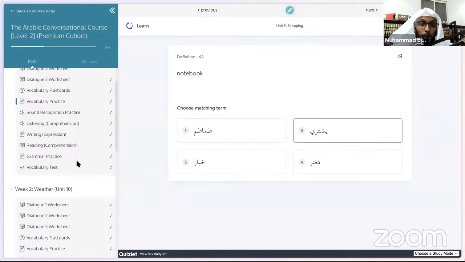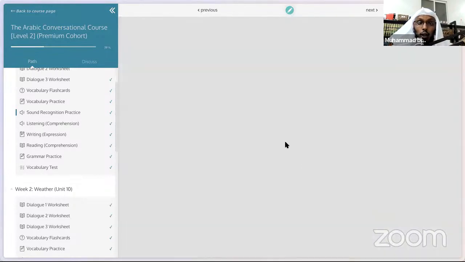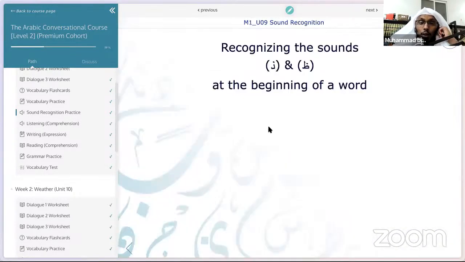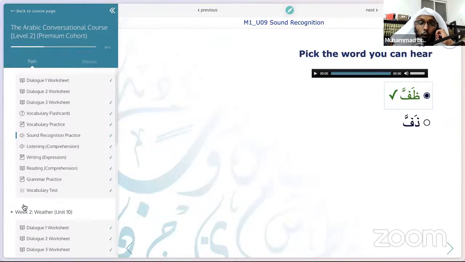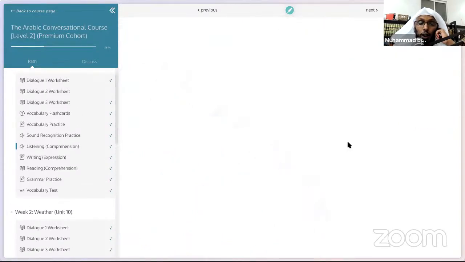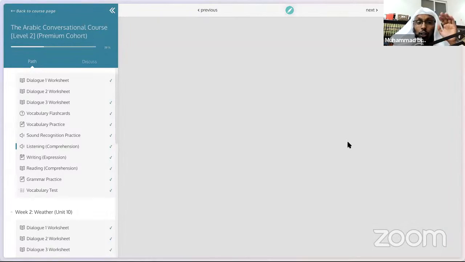Okay, then we have sound recognition practice. Again, something like I said, a lot of people overlook, which is recognizing the correct sound. So with this one, you hear a sound, and you pick the word that you think you heard. Okay, ضفة. He actually said ض, not the ذفة. Then we have the listening comprehension. Again, all of this is taken from the book.